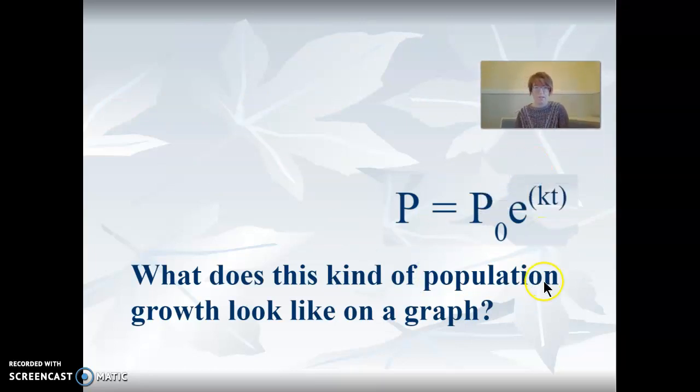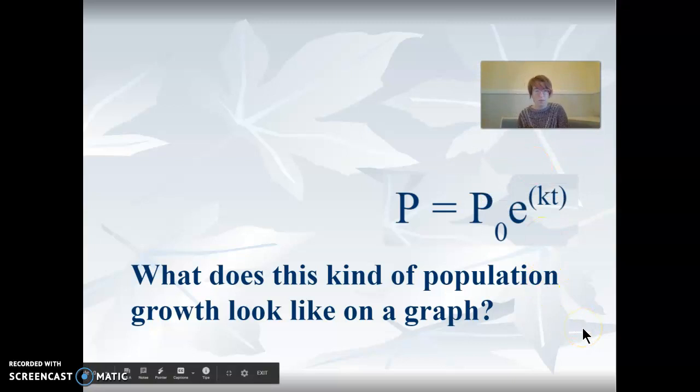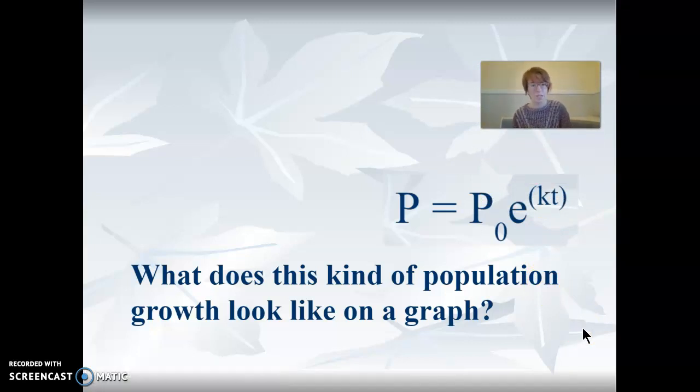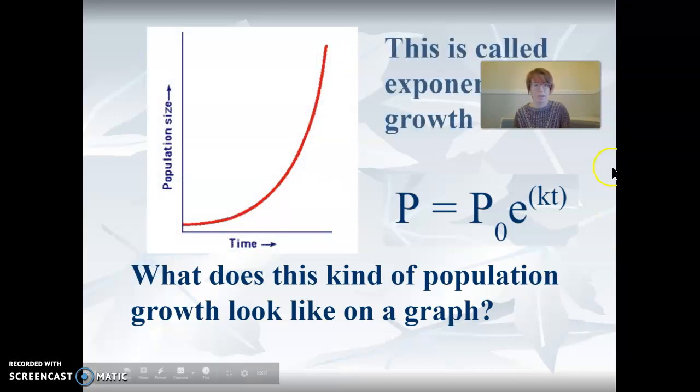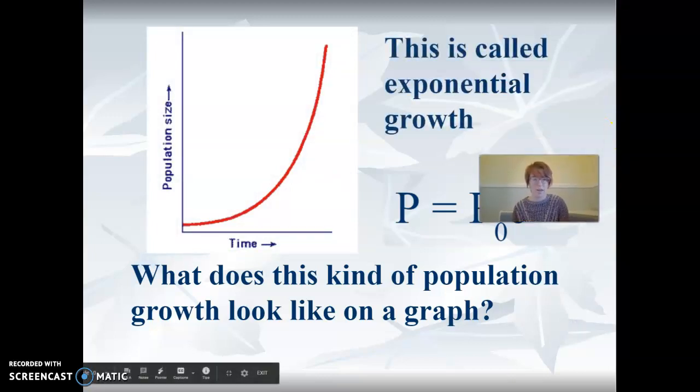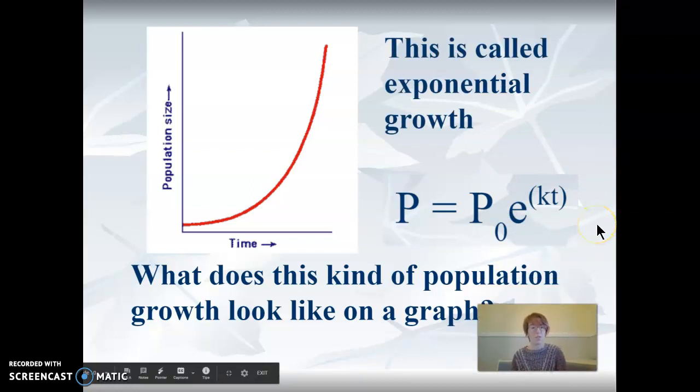If we were to graph this population growth, think about what pattern you might expect to see. You might be familiar with these patterns. It's going to be increasing quickly, and this is an exponential pattern. If you were thinking of quadratic, that's very similar because it increases rapidly, but exponential increases even quicker than quadratic does.